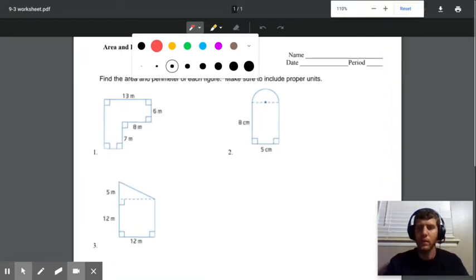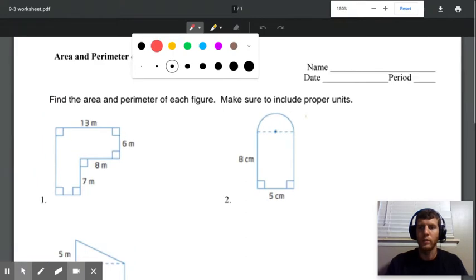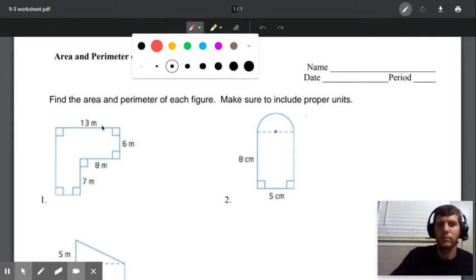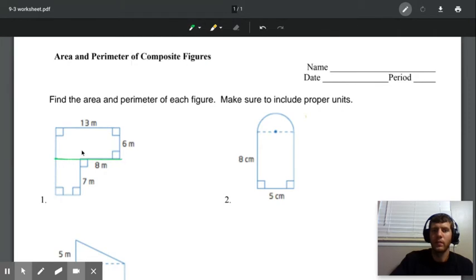Okay, now we need to find the perimeter for all of these figures. So perimeter is the length around the object. So here we have 13, 6, 8, 7. When we were finding the area, we found that this distance was 5. Remember, we had 13 here. Right, this green one is 13.